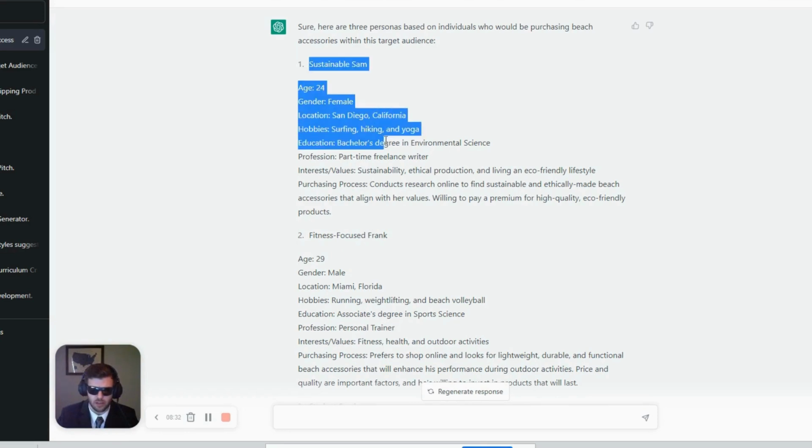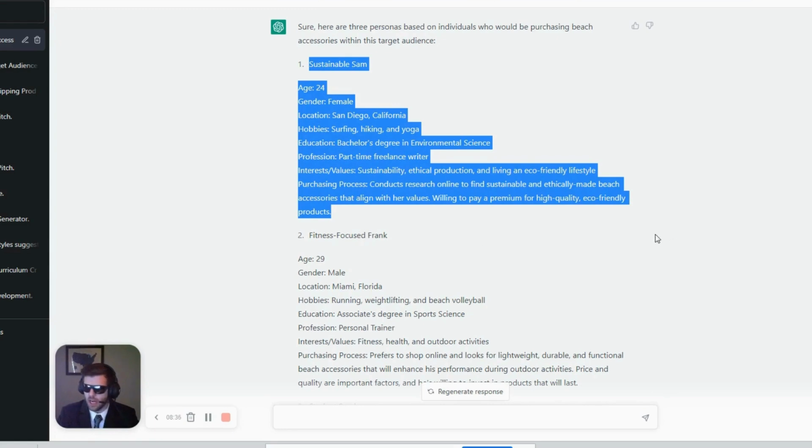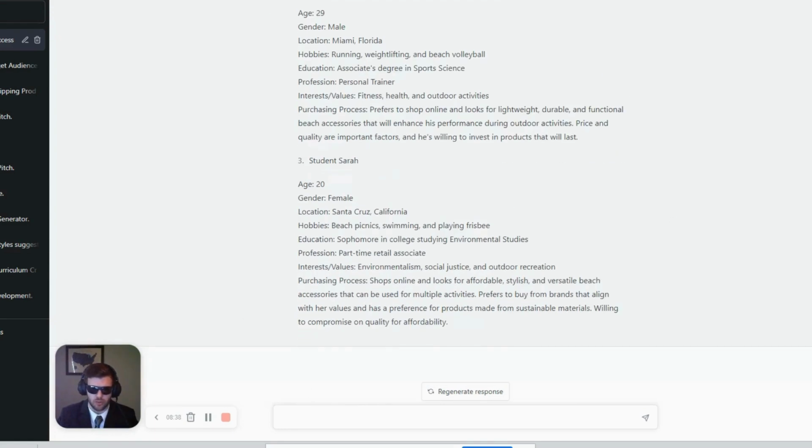So let's just do the first one here, Sustainable Sam. Copy that. And then we're going to go ahead and do some empathy mapping.